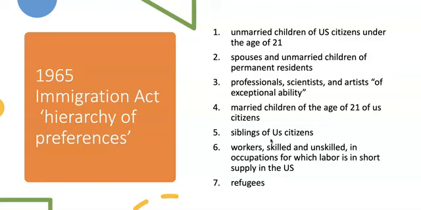This is what it's focusing on with the 1964 Act. Okay, but not exclusively. As we know, number three, it says professionals, scientists, and artists of exceptional ability. Number six says workers, skilled and unskilled, in occupations for which labor is in short supply in the U.S. So, all of this is part of this effort to attract foreign talent and foreign labor that's in short supply.